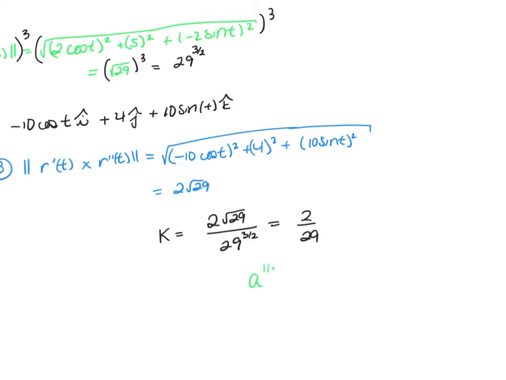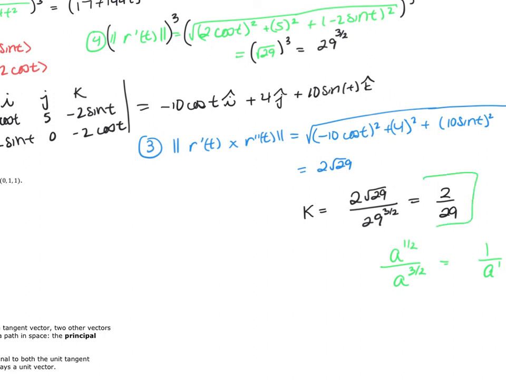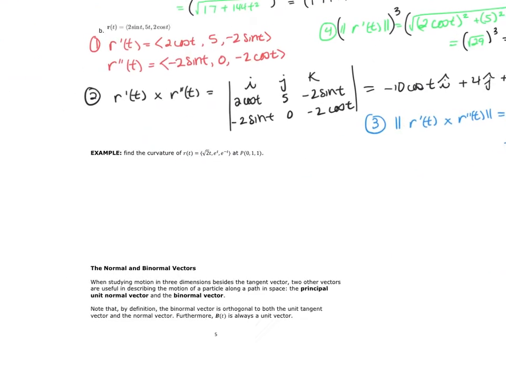If I have a raised to the 1/2 divided by a raised to the 3/2, this becomes 1 over a raised to the 1, because it'll be 2 over 2, which is 1. All right, so that's my answer. Now, that actually is not a very big k value, which means that it's not a very tight corner. Just something to think about.